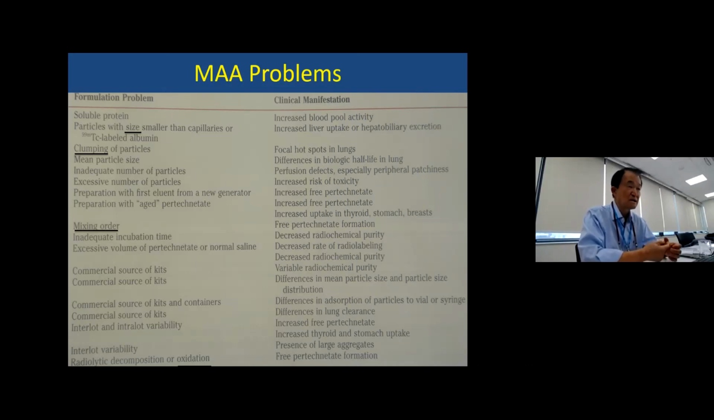We have 300 times 10 to the 12 capillaries. So we are blocking 1 out of 1,000 or 1,500 pre-capillary terminal arterioles. That's why it's a safe study.